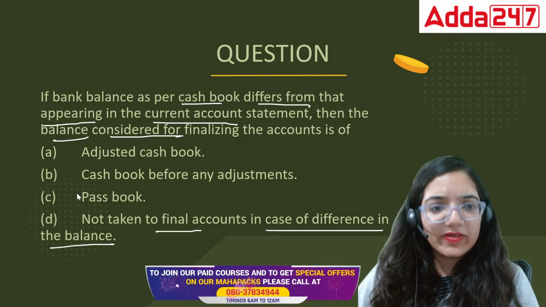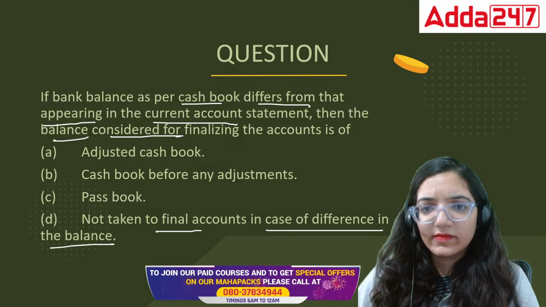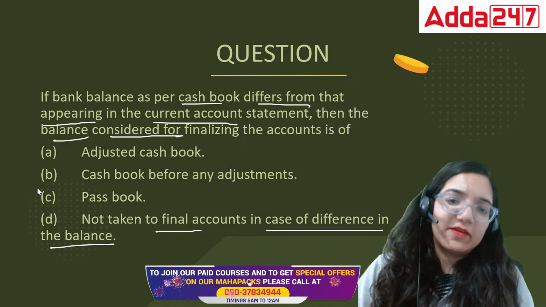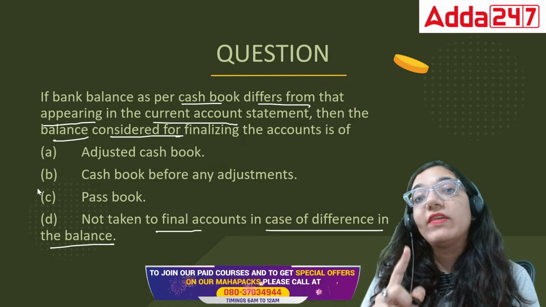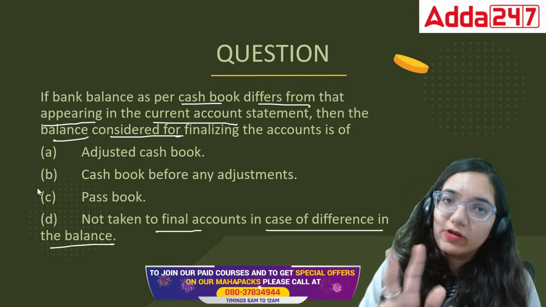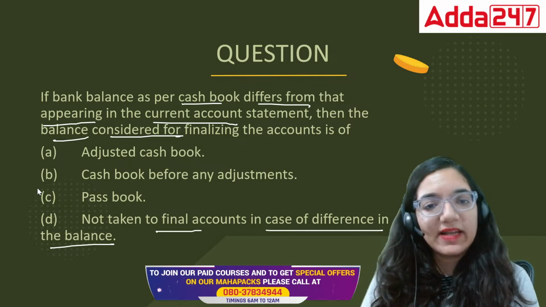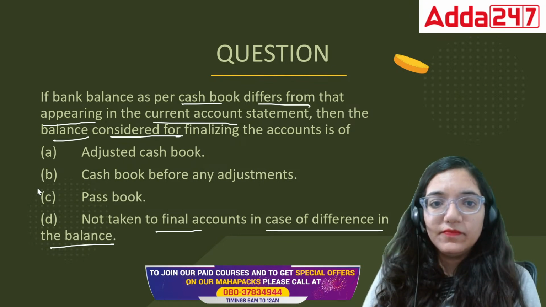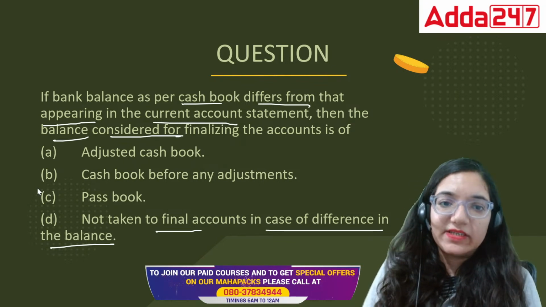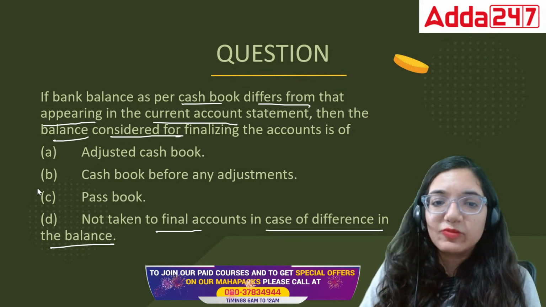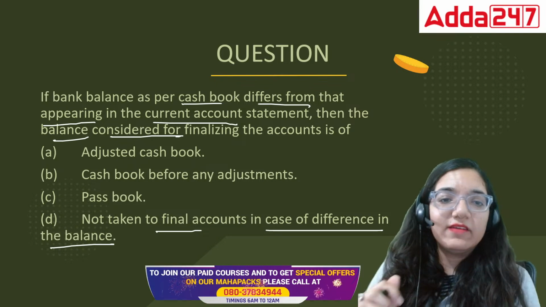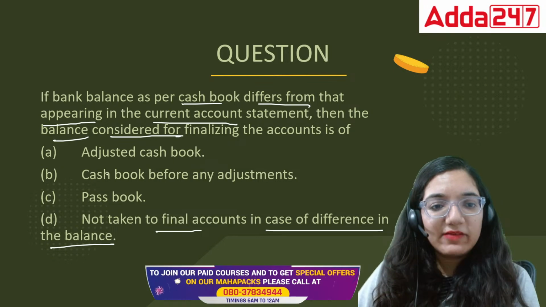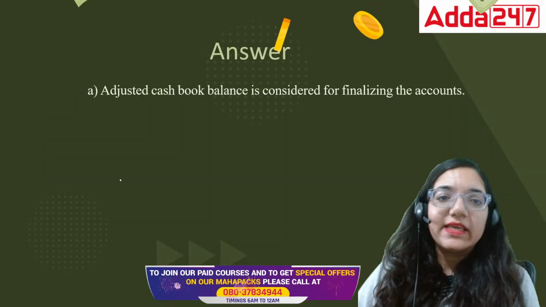Now let's discuss the question. When we talk about the bank balance as per cash book, it means the value that is specified in the cash book. Cash book has two columns, the cash account as well as the bank account column. In the bank account column, it differs from the balance appearing on the current account statement. The difference is because of errors in this area. So in this case, we cover it in the form of the adjusted cash book balance.